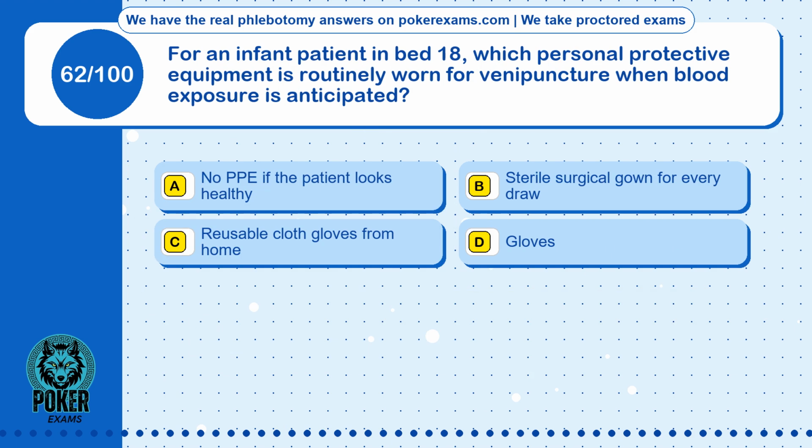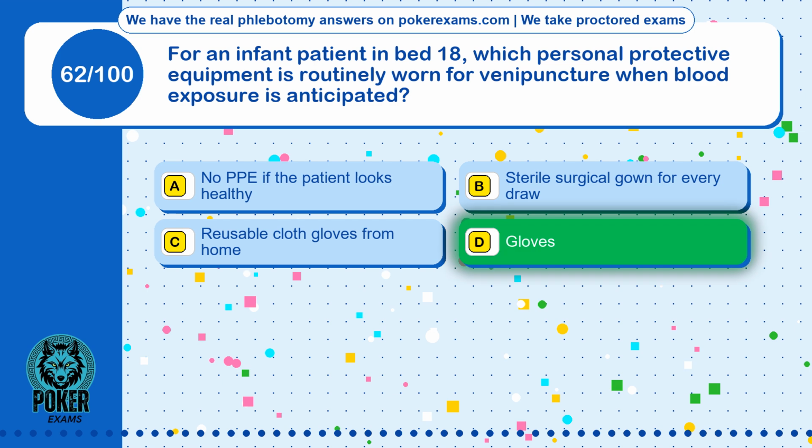Question 62. For an infant patient in bed 18, which personal protective equipment is routinely worn for venipuncture when blood exposure is anticipated? Option A. No PPE if the patient looks healthy. Option B. Sterile surgical gown for every draw. Option C. Reusable cloth gloves from home. Option D. Gloves. The correct answer is option D.